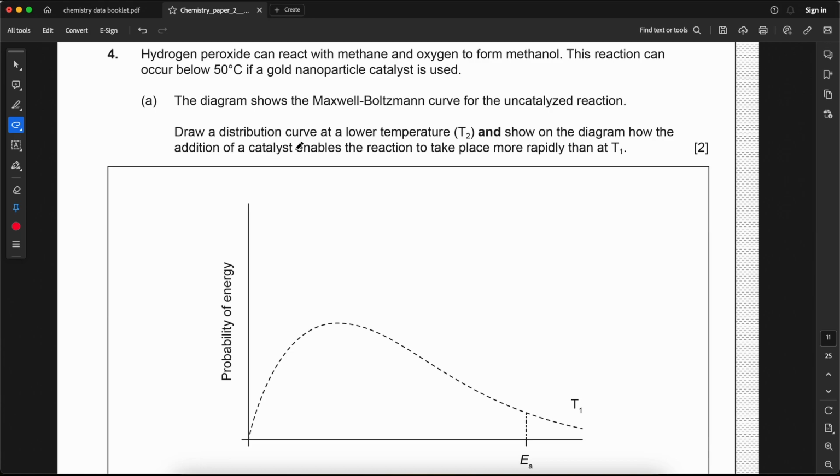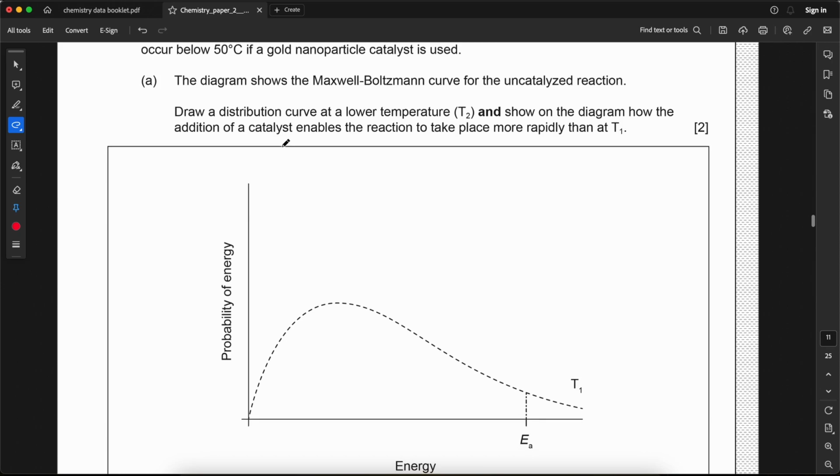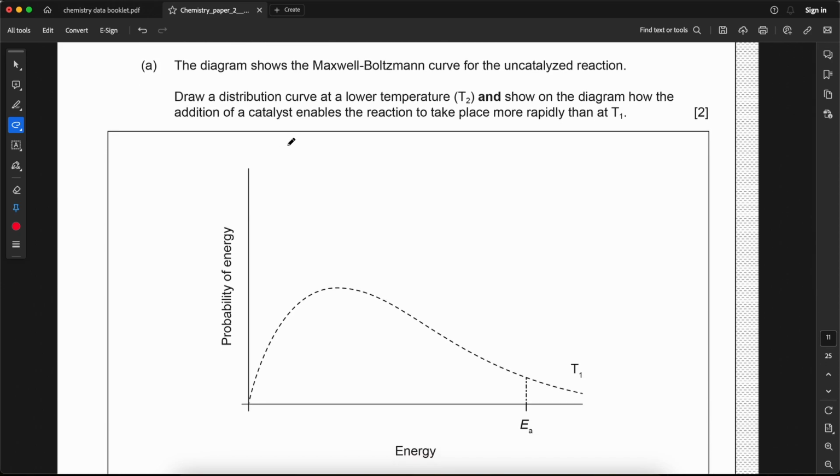Hydrogen peroxide can react with methane and oxygen to form methanol. This reaction can occur below 50 degrees Celsius if a gold nanoparticle catalyst is used. The diagram shows the Maxwell-Boltzmann curve for the uncatalyzed reaction. Draw a distribution curve at the lower temperature and show on the diagram how the addition of a catalyst enables the reaction to take place more rapidly than at T1. So T2 is a lower temperature.